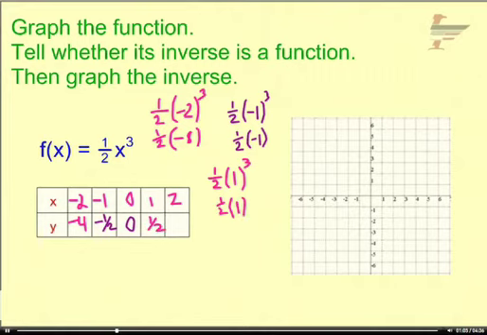And then our last one is a 2. Plug in 2 for x, so 1/2 times 2 cubed. 2 cubed is 8. Half of 8 is 4. So we can graph the function now. We have a set of values: -2, -4; -1, -1/2; 0, 0; 1, positive 1/2; and 2, positive 4. So our function looks like this.